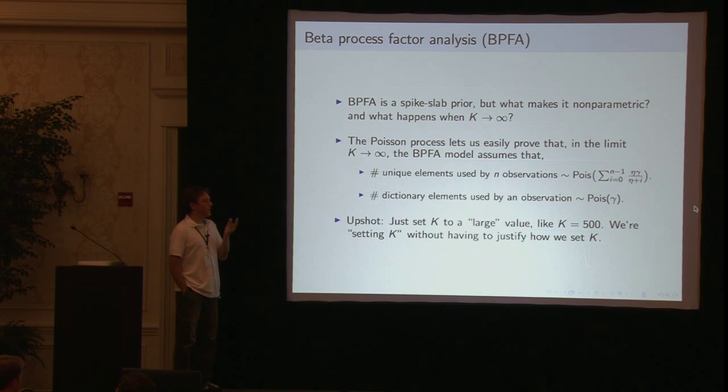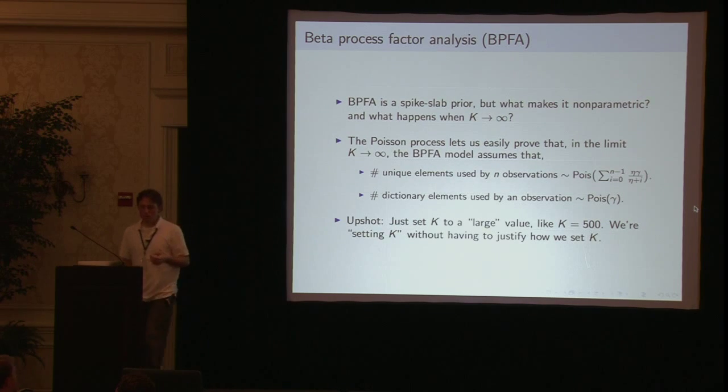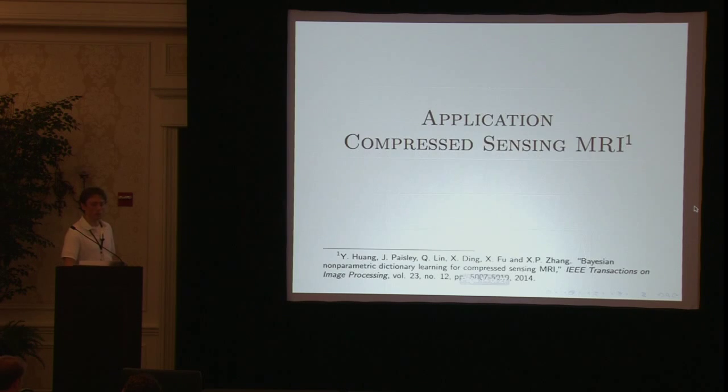And even though we're setting k, we don't have to justify how we're setting k. So that's nice. Because even though k is 500, when we do inference, we're not going to learn 500 dictionary elements. We'll learn 200, and the rest will be empty.